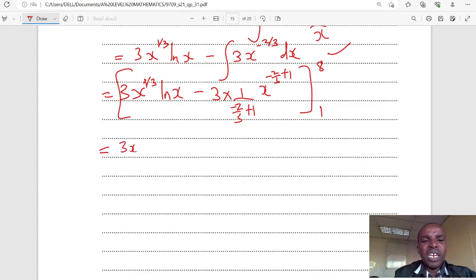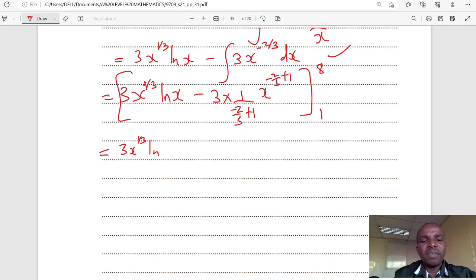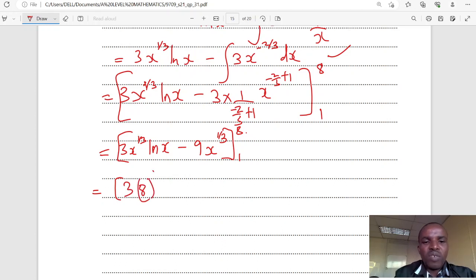So it will be 3x to the power 1 over 3 ln x, then minus, right, minus 2/3 plus 1 is 1/3. 1/3 times 3 is 9. x to the power, then 3 divided by 1/3 will be 9. Then minus 2/3 plus 1 is 1/3. Then it will be 8 and 1, like this. Yes, now I can put 8, then subtract and put 1. It will be 3 here, then where there is x, I put 8. So it will be 8 to the power 1 over 3.